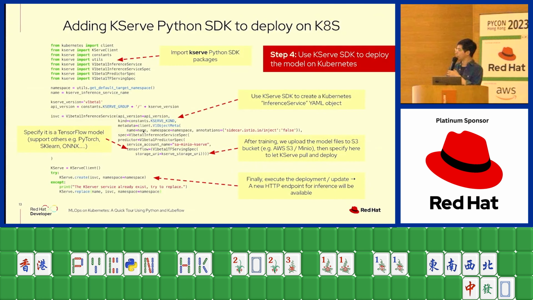If you are familiar with Kubernetes, then you will probably know, these are really Kubernetes YAML stuffs. And then you specify, oh, this is a TensorFlow model, and then you specify where the model file is located, and then just save it, and then just run and create it.